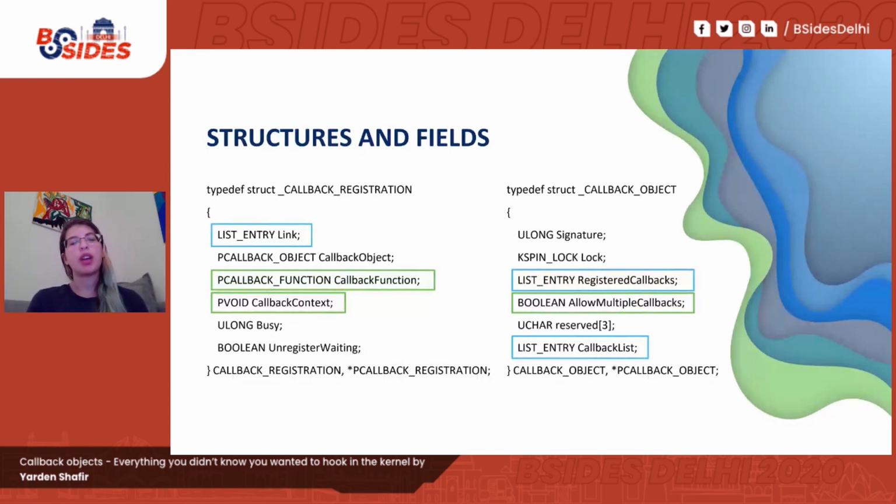Fortunately, the internal structures that are used for callback registration are not public. They're not documented, and they're not in the symbols, which makes callback objects a bit harder and more annoying to work with, especially if you want to debug them, because you can't use public symbols for that. But the structures are pretty well known anyway. We have two main structures that we need to know. There is the one on the right, that's the callback object itself. That's what you're creating and receiving when you call ExCreateCallback. It has a signature, which is not very interesting, and a lock.